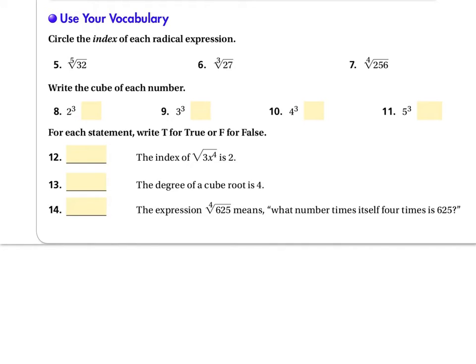In using our vocabulary, we're going to circle the index of each radical expression. The fifth root of 32, the index is 5. Cube root of 27, the index is 3. And in the fourth root of 256, the index is 4.